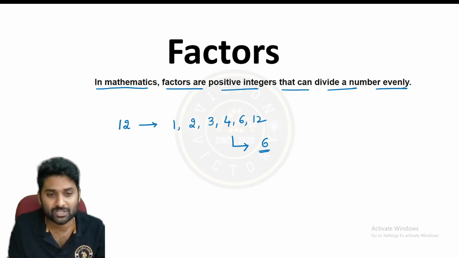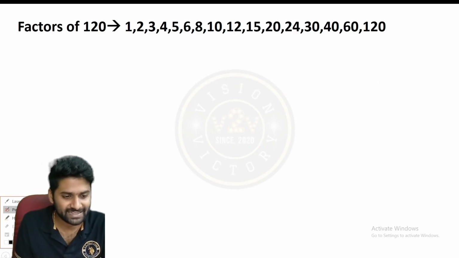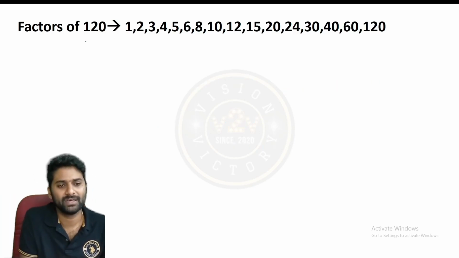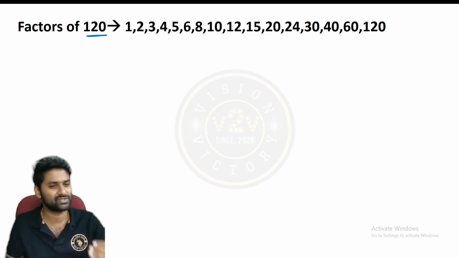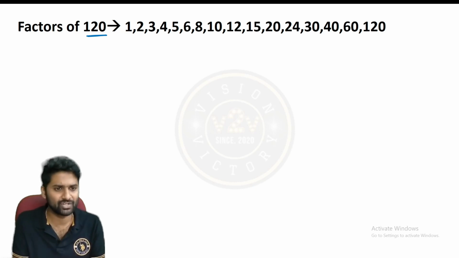We'll discuss multiple questions in the factors. Let's take this example, 120. If you go through the manual calculation, what are the factors for 120? So 120 is exactly divided by 1. 1 into 120, right? 2 into 60, 3 into 40, 4 into 30, 5 into 24, 6 into 20, 8 into 15, 10 into 12, 12 into 10.